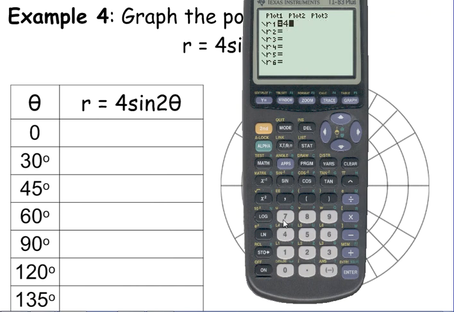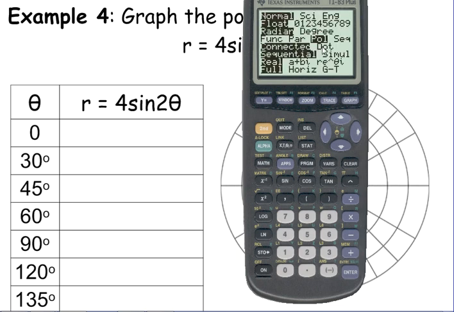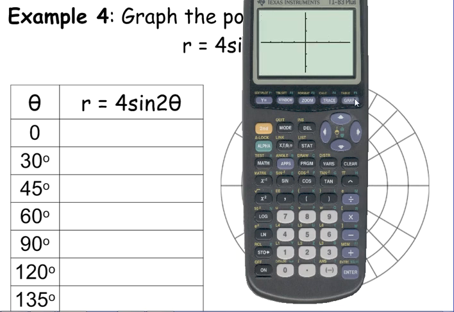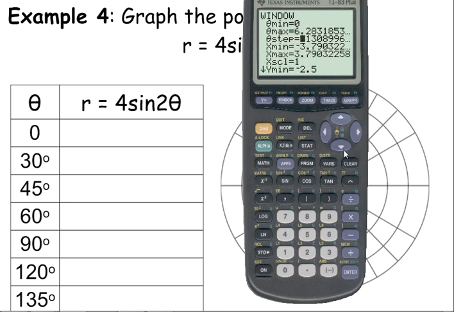So 4 sine of 2 theta. Make sure you're in radian and polar mode. And then we can press graph. I'm zoomed too far in. Let me adjust my window.